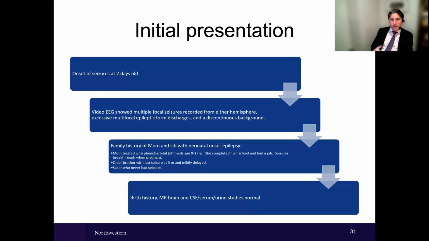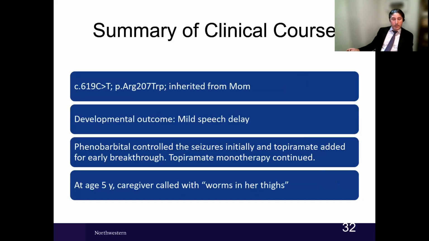The birth history was normal. MRI and other tests looking for other causes of seizures were negative. So this child ended up having a variant, a very specific variant, inherited from mom. Child had some mild speech delay. The phenobarbital controlled the seizures initially, and eventually topiramate was added for breakthrough seizures, and topiramate continued after that. At 5 years old, the caregiver called the neurologist and reported worms in the thighs, which were her words and her description of it.